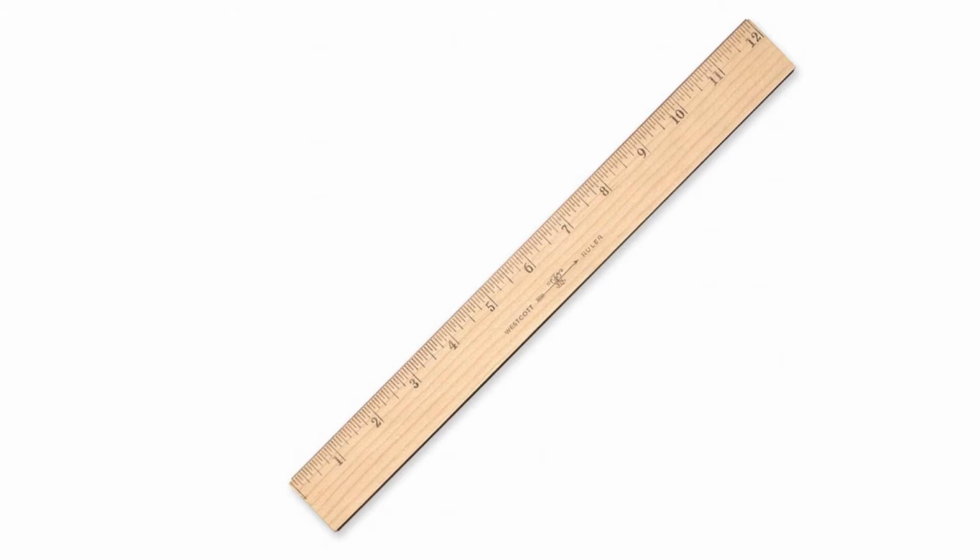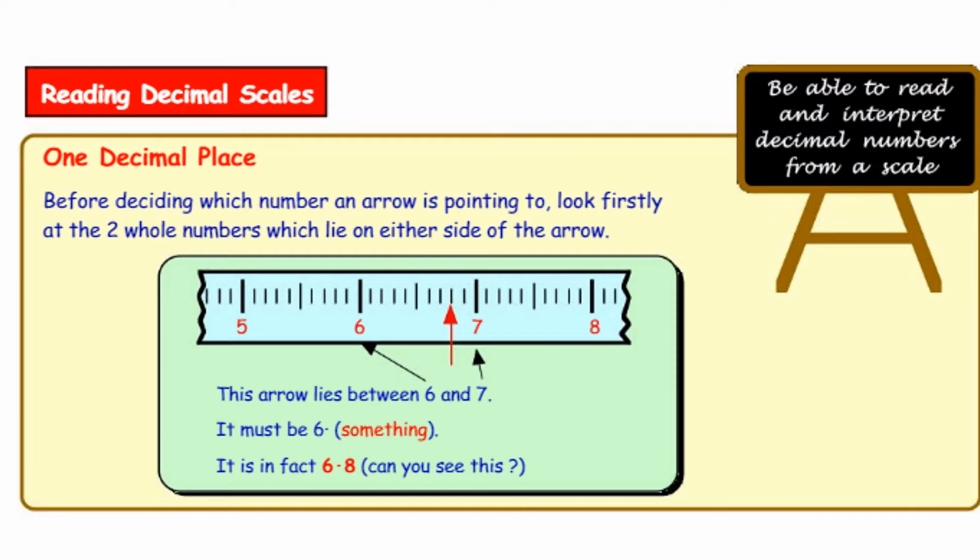But what we're actually going to do is read decimal scales. Okay, and believe it or not, a ruler is a decimal scale. So if you've ever drawn a line, and I know you have because we've done that in class where you have to measure an exact amount, then you have read a decimal scale. We haven't measured with decimals, but you have read the decimal scale. Okay? So first of all, we're going to start at 1 decimal place.